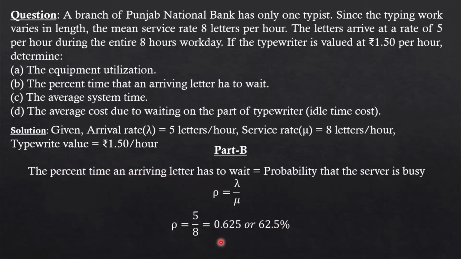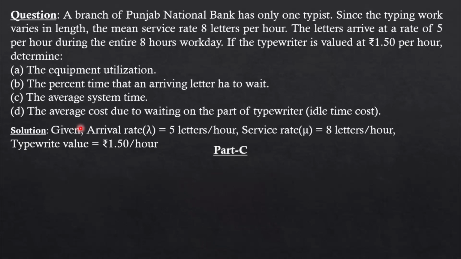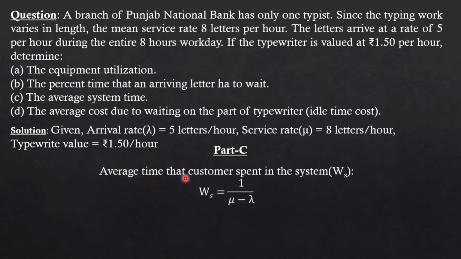Now let us move to part C, and it says determine the average system time. So it has been asked the average time that a customer or a letter spends in the system. It is represented by Ws, and it is given by 1 by mu minus lambda. So let us put the value of mu and lambda here. We get 0.33 hours, or we can say 20 minutes. So the average time that a letter spends in the system is 20 minutes.